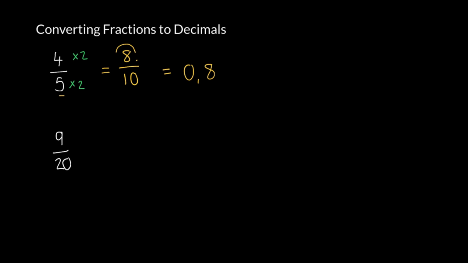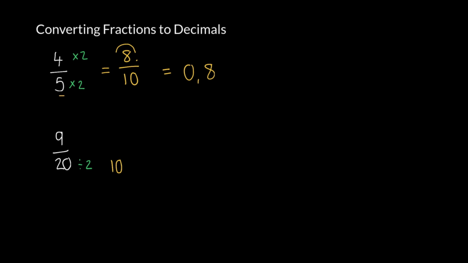Let's see what 9 over 20 will look like. Now, this one is also a bit tricky because I can do one of two things. And let's look at what would happen if we did both of them. Now, to get 20 to the nearest 10, I can divide here by 2, right? And if I divide 20 by 2, I'm going to get 10. And that works perfectly for us.